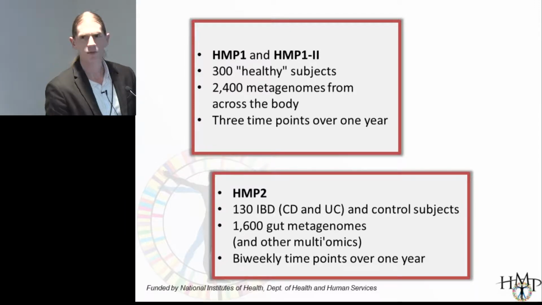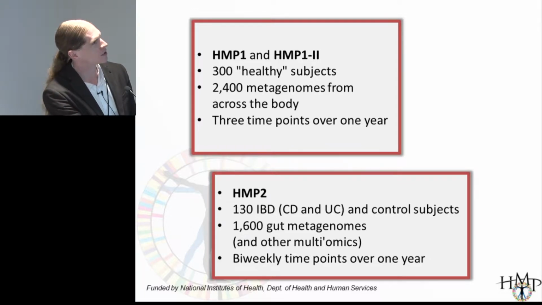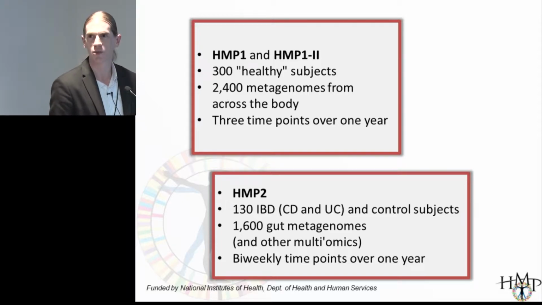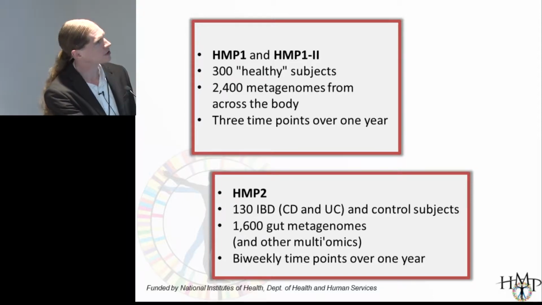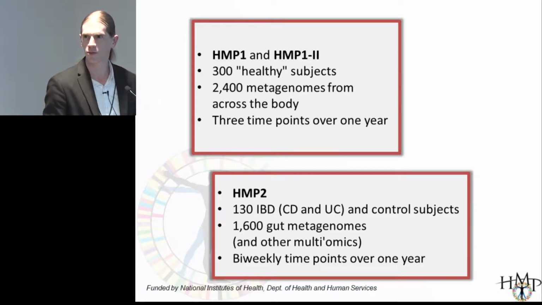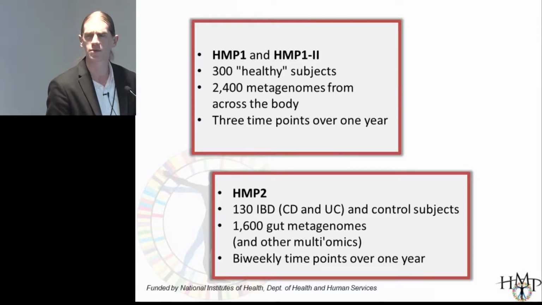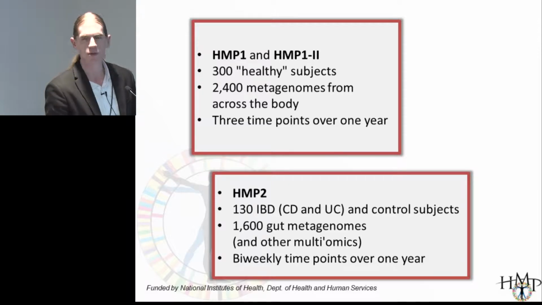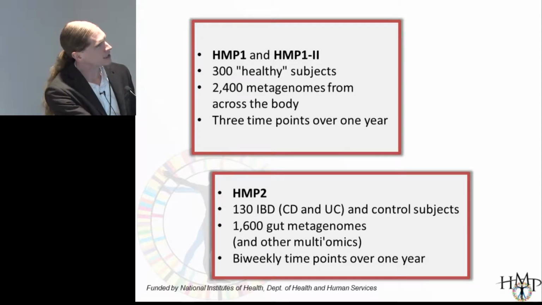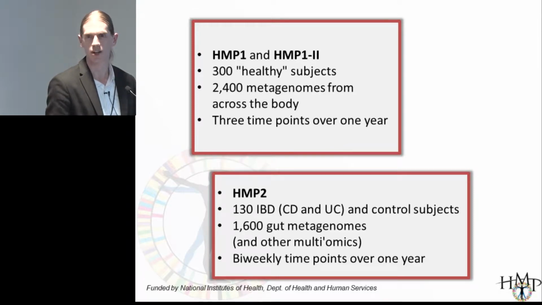The HMP1 was published in two different waves. The original publication about 5 or 6 years ago now, and a recent update that I'll refer to as the HMP1-2 that added more data to the same population, which again briefly comprised 300, quote, healthy subjects, clinically screened adults, men and women. And I'll draw mostly from the HMP1-2 data set, which includes 2,400 shotgun metagenomes from across the body, including the gut, at up to three time points spanning roughly one year. So vital statistics on HMP1, 300 subjects, slightly longitudinal, and some examples both from the gut and from outside of the gut using shotgun metagenomics.